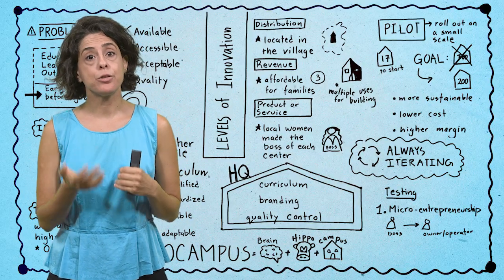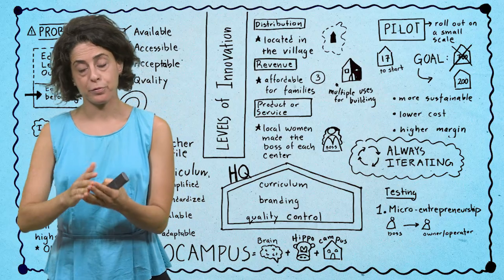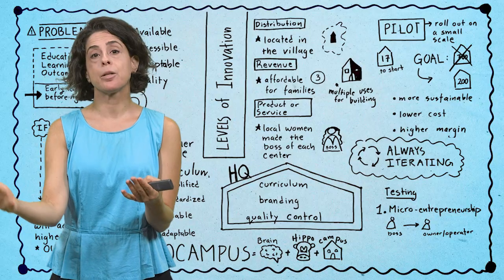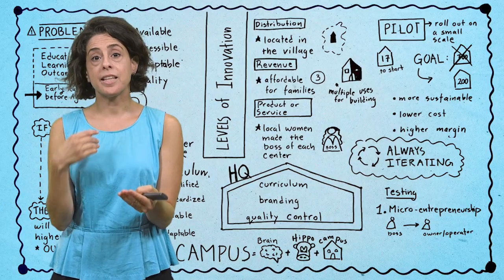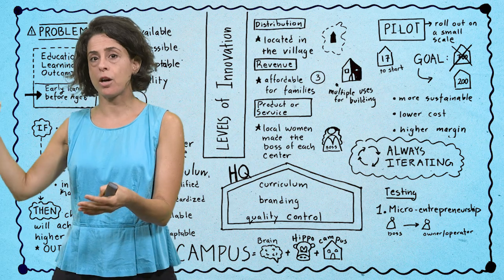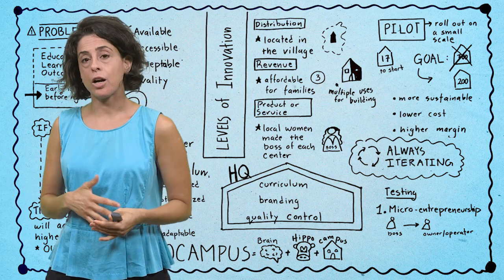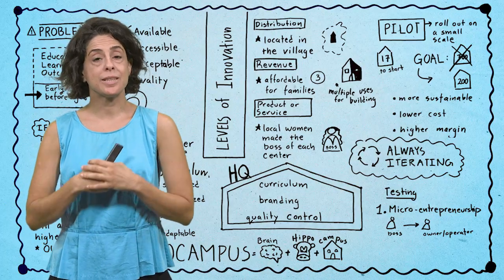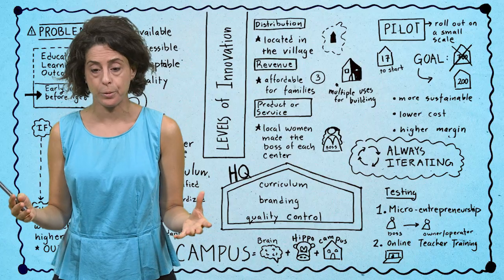And now he's testing a new model that's called micro-entrepreneurship for the last mile distribution, where instead of recruiting women and employing them as teachers and running the centers himself, these women could actually own and operate the centers. So that's called micro-entrepreneurship. And they're testing that as a sub-brand of Hippocampus. They're also testing online teacher training to reach more people and keep costs low.